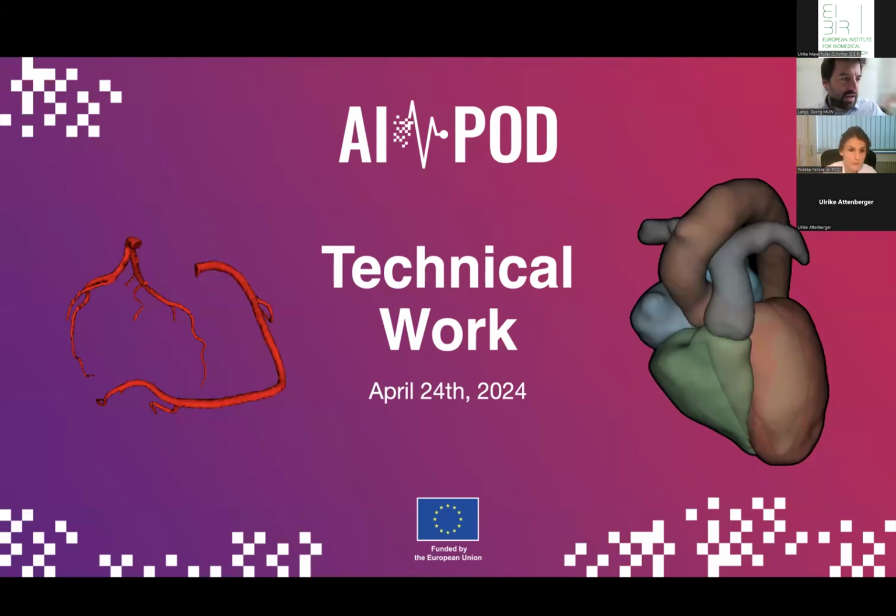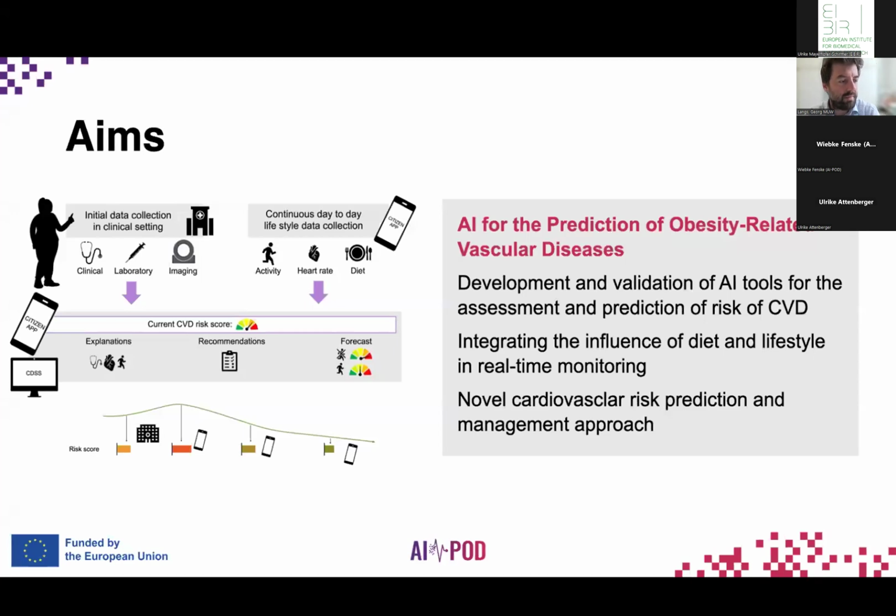Great. Thanks a lot. I hope you can see my slides. Yes, perfect. So I'm Georg Lanz from Medical University Vienna, and in the project, I'm part of the team that is developing the technical aspects of the project. I'll touch a few points that Ulrike and Wiebke already mentioned, but basically unwrap a bit about our strategy to develop the technology and use the technology behind actually coming up with an AI-based risk score.